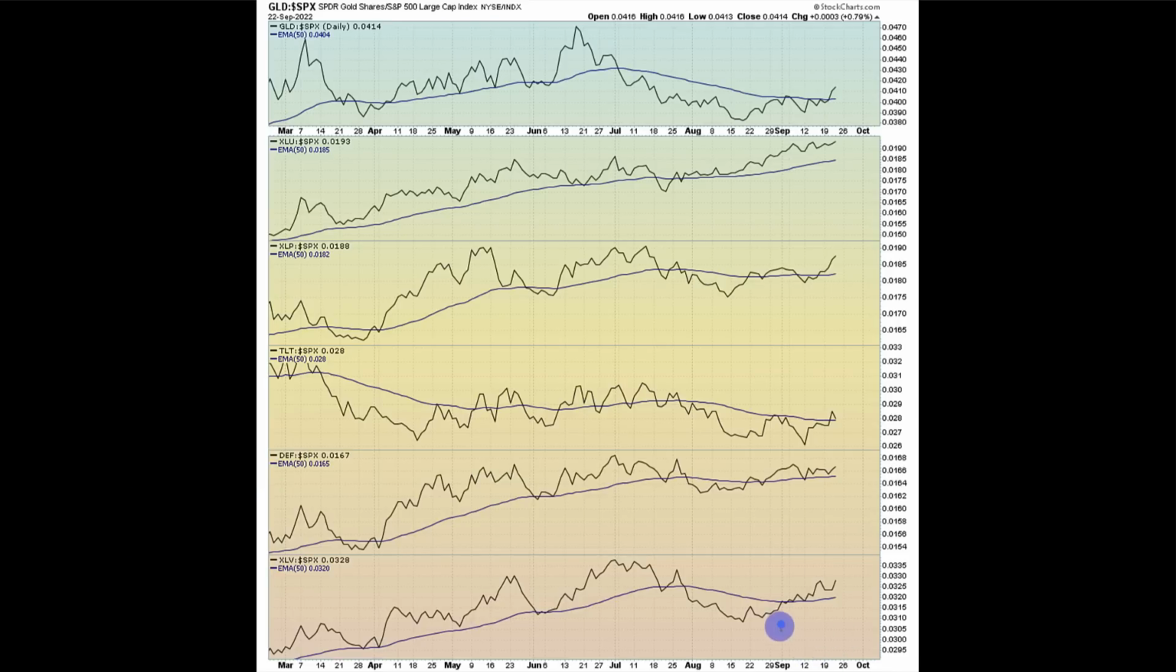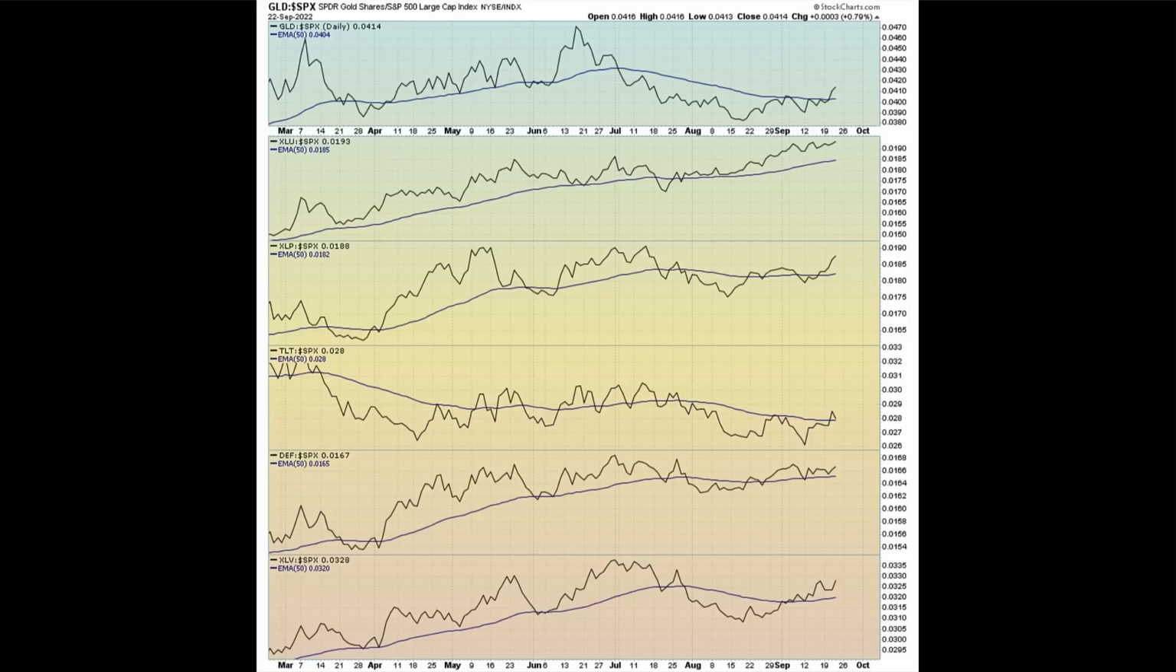You can see that the majority of them are getting back above those 50-period moving averages and putting in higher highs and higher lows in the short term. Utilities has been one of the stronger ones. Gold is trying to get up there too as well. So from a rotation standpoint and a relative standpoint, safety trades are doing better than obviously various other asset classes, sectors, or industries.